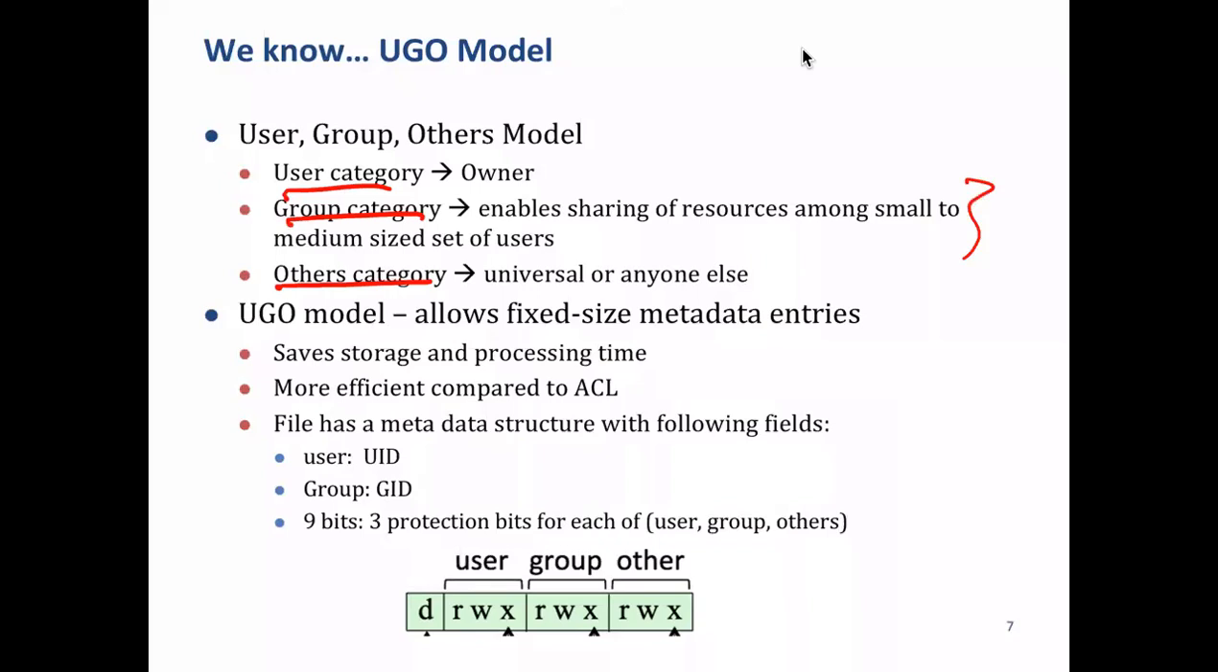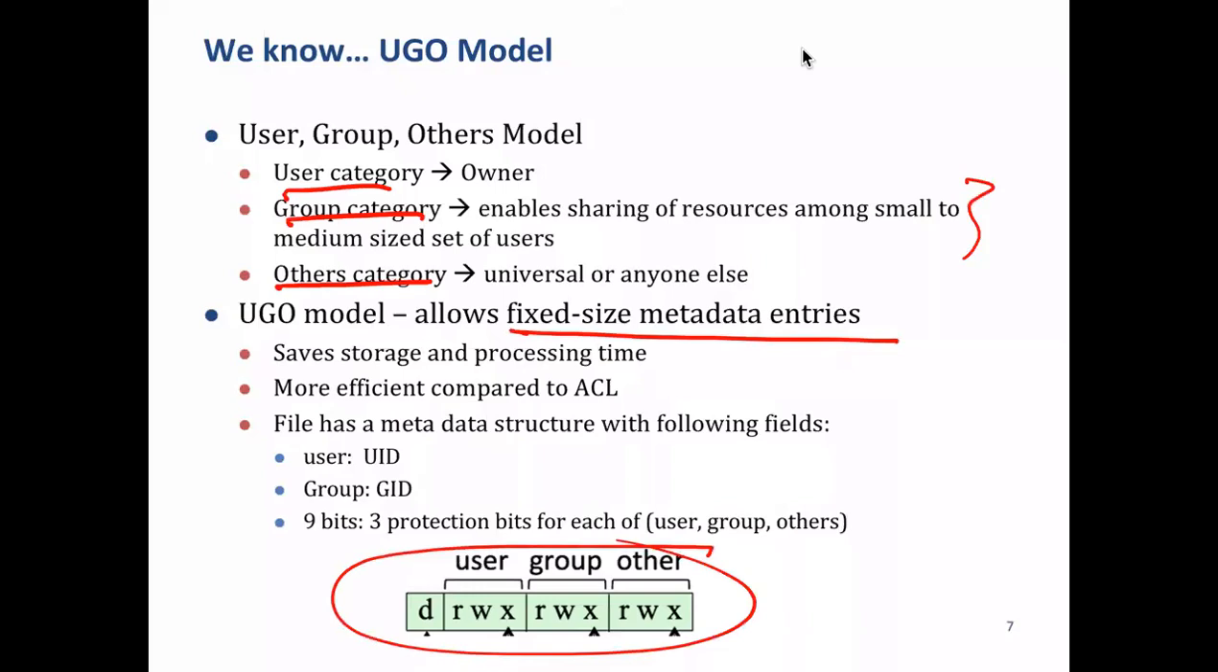Okay, so the UGO model allows fixed-size metadata entries. These are the metadata entries, right? And it's very simple then. Unlike ACL, where with an object, for example a file, you have a large list, which is a linked list, that can be as big as 500 entries and so on. Then you have to traverse the list, and you have to think of better data structures and so on. So it becomes complex anyway, but this model is very simple. And we have studied that we need 9 bits. These are the 9 bits here. Okay, any question up to this point?